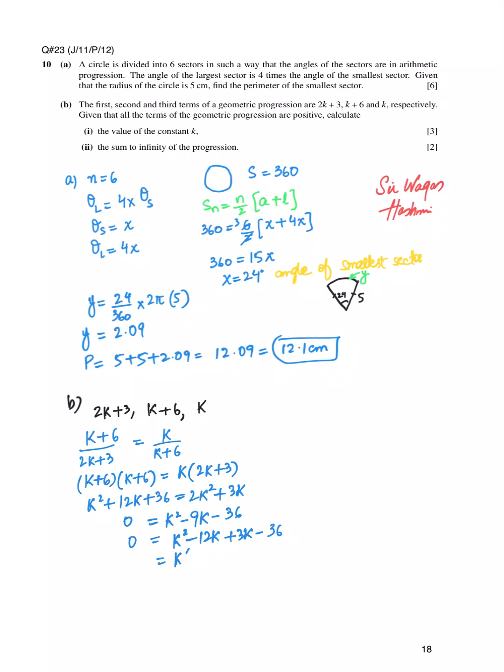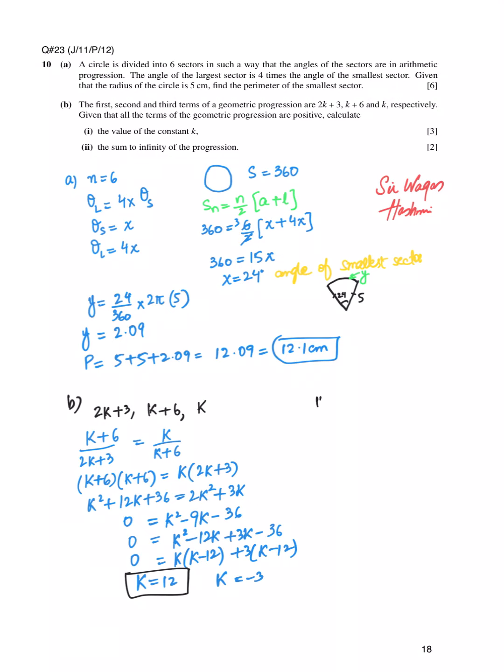Taking common, it's k minus 12 times k plus 3 equal to 0. So you will get two values of k: k equals 12 and k equals minus 3. We are going to consider the positive value only, so that is my answer.